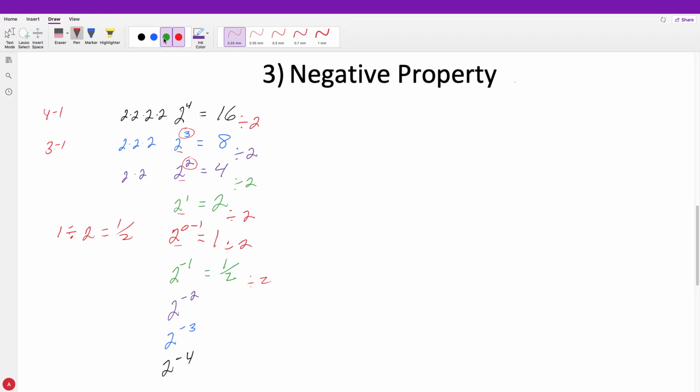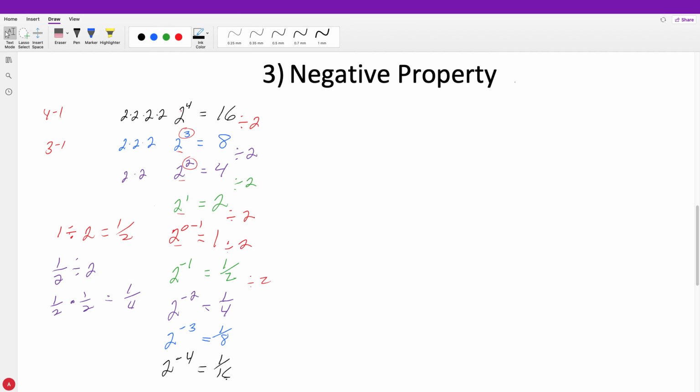Well, 1/2 divided by 2 becomes 1/2 times 1/2, which is 1 over 4. So this is now equal to 1/4. Now we have our next one. When we divide by 2, that's going to give me 1/8. And our last one, when we divide by 2, it's going to give me 1/16.